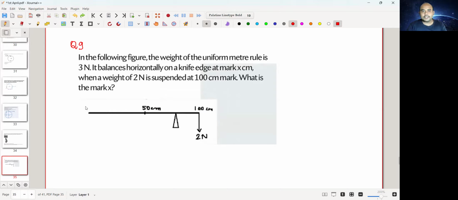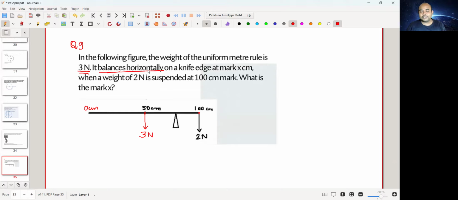So you can see here it is 0 centimeter and the other end is 100 centimeter, which is already shown in the figure. Okay. Now at 50 centimeter mark, which is the midpoint of this rule, lies the center of gravity, means the weight of this rod is concentrated at this point, that is at 50 centimeter. So what is the weight given? It is given 3 Newton. So I have shown in the figure that this 3 Newton is at 50 centimeter mark. Okay. It further says that this rule balances horizontally. It means it is in the state of equilibrium.